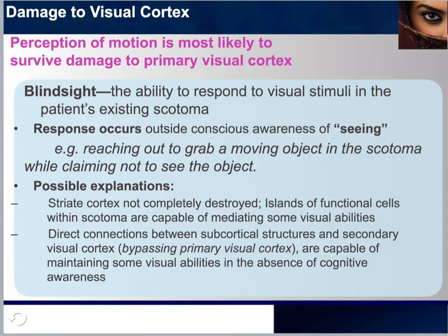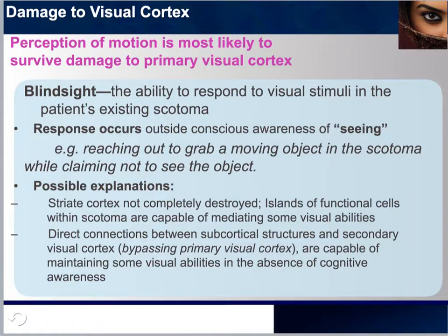Damage to the visual cortex, as we see, can be problematic. But of all visual abilities, the perception of motion is most likely to survive damage to the primary visual cortex. For example, a patient with blind sight might still reach out and grab a moving object in her scotoma, all the while claiming not to see it. This is what we would call blind sight. The ability to respond to a visual stimuli in the patient's existing scotoma.